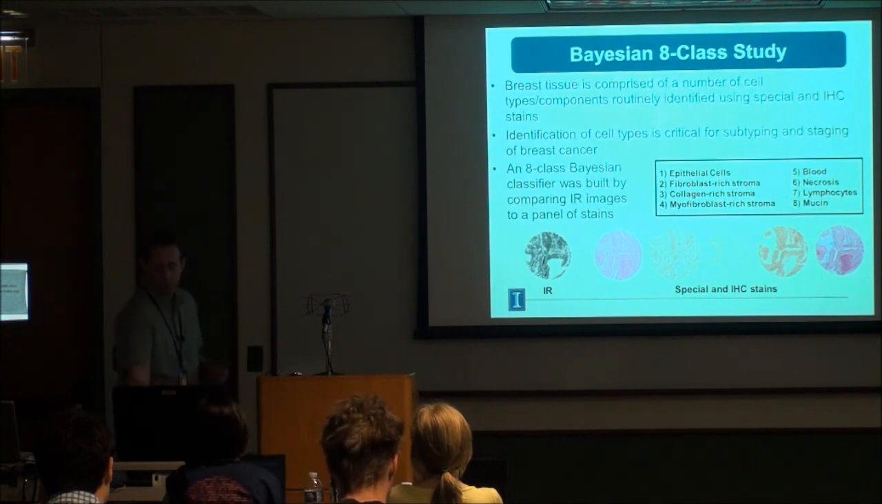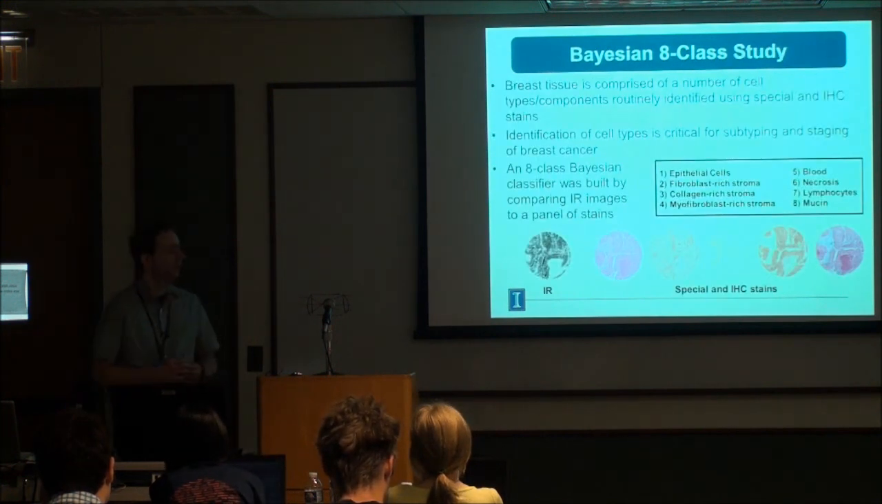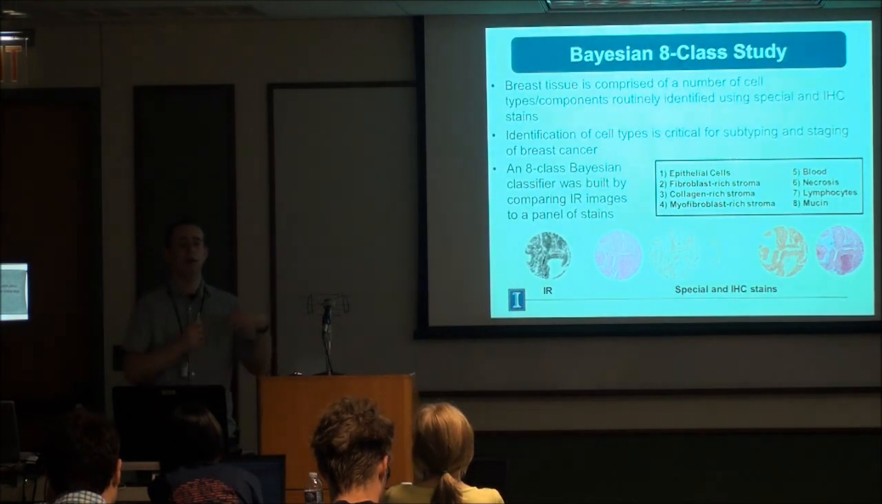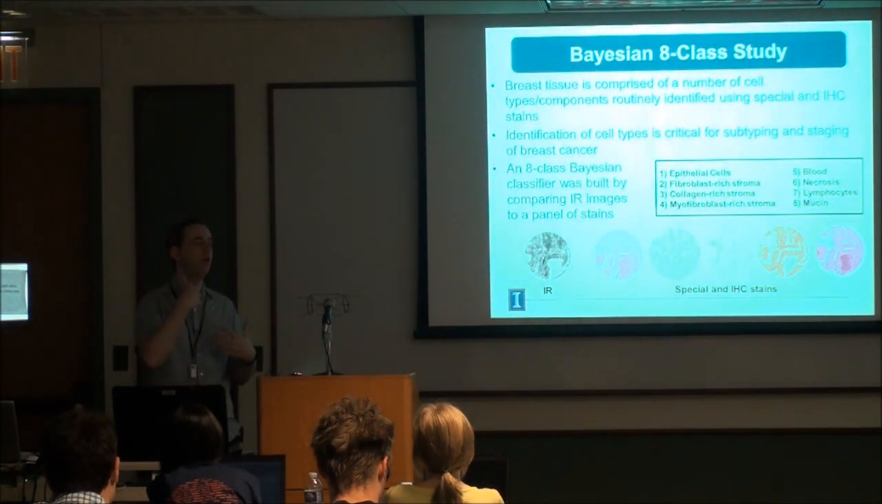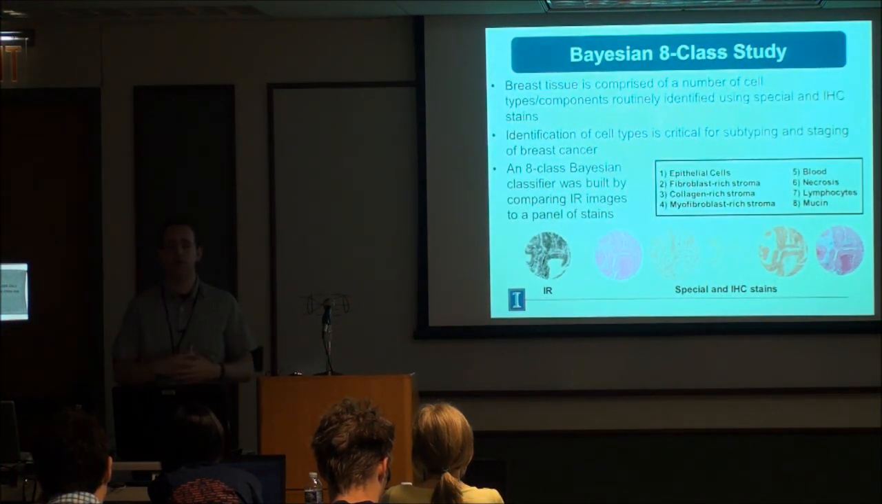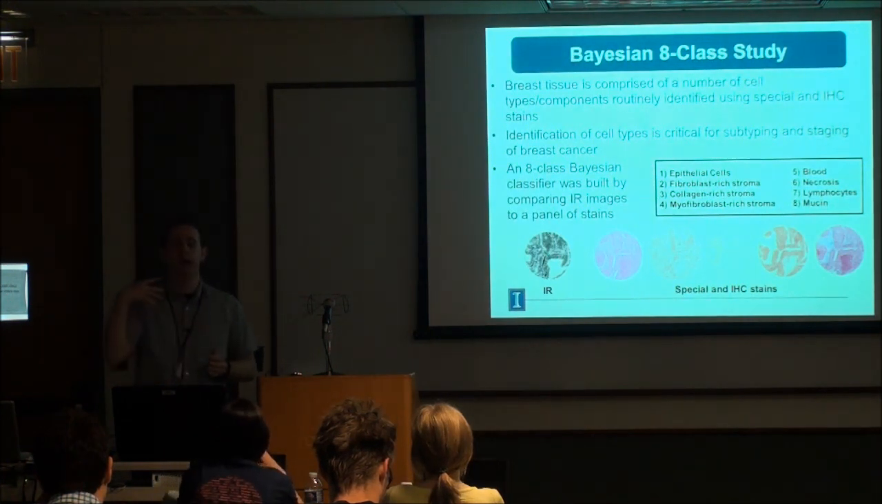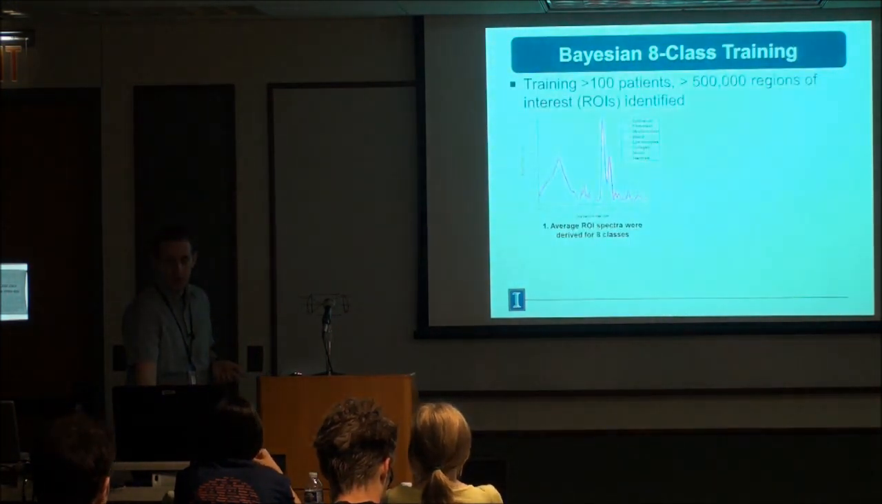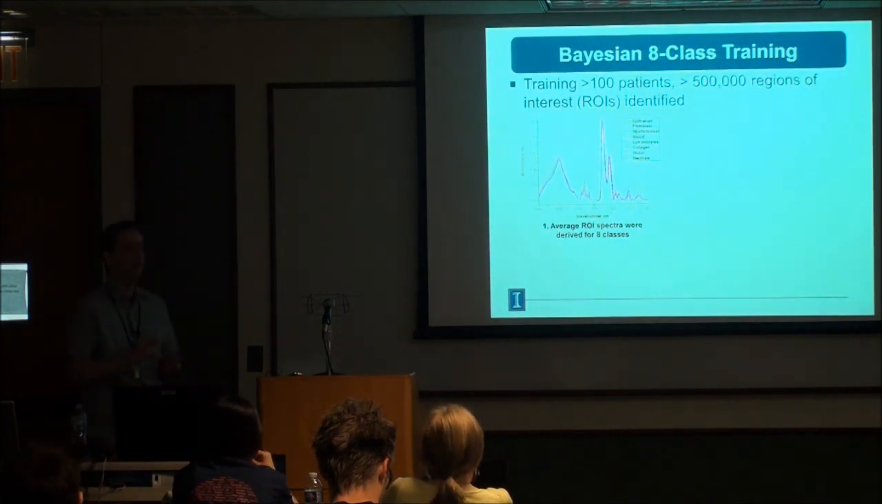So the way we do this is we'll go through working with pathologists and mark out pure pixels. So we'll take a training set and say, these pixels correspond to epithelial cells, these pixels correspond to fibroblasts. We do this for all the different cell types. So this was over 100 patients. Actually, this is a slightly older study. We have 200 patients now. And we will typically mark up about 500,000 to 1 million pure pixels. From this, we then derive an average spectrum from all the different components.